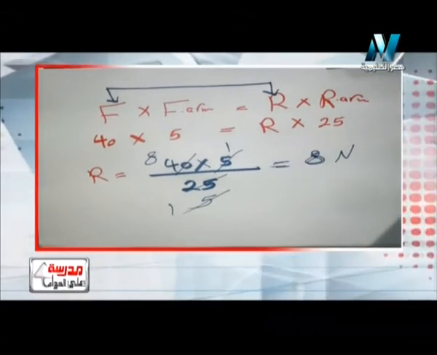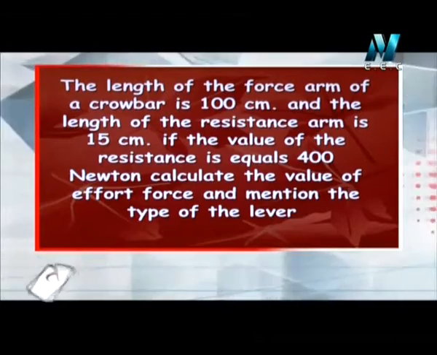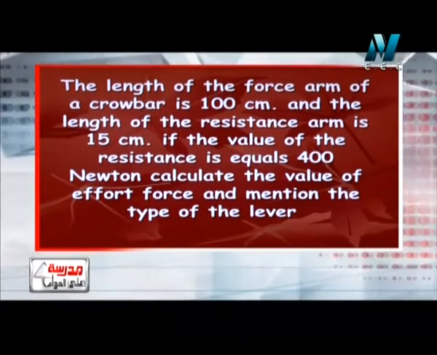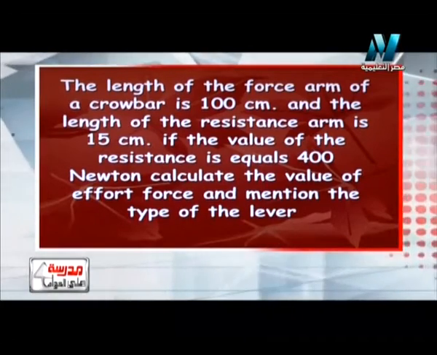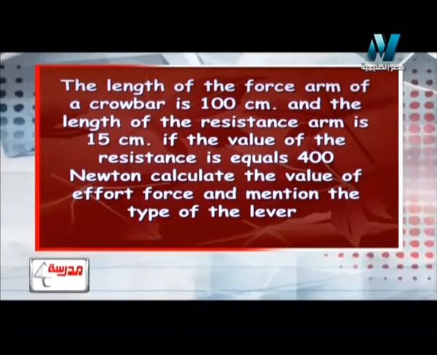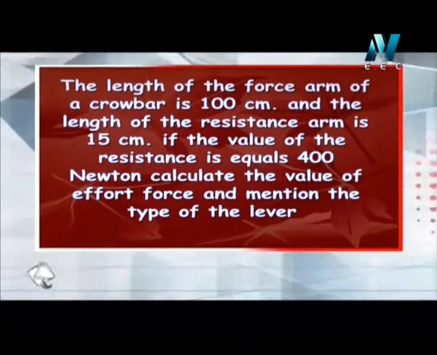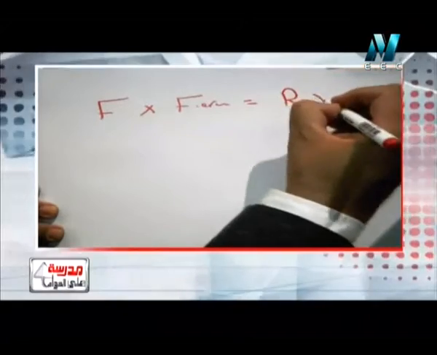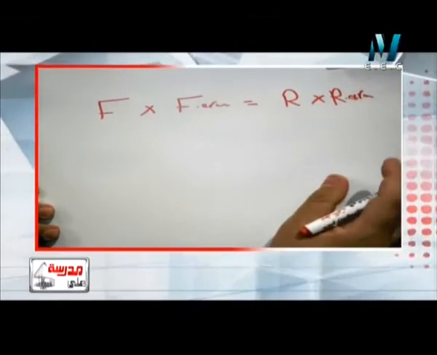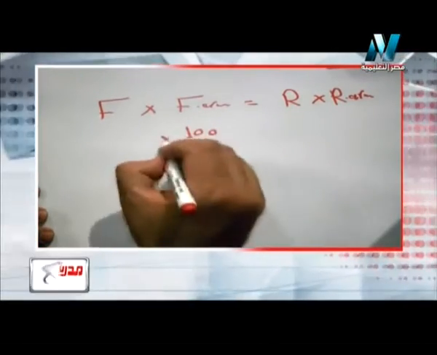Okay, another question for the lever law. And you know that we answer all the problems of lever law by one rule, which states that effort force by effort force arm equal resistance by resistance arm. So another problem: the length of the force arm of the crowbar is 100 centimeter. Let us write the rule, effort force by effort force arm equal resistance by resistance arm. So here the force arm is 100 centimeter.